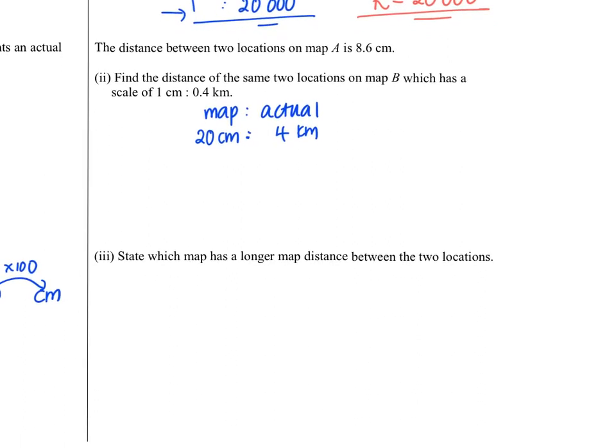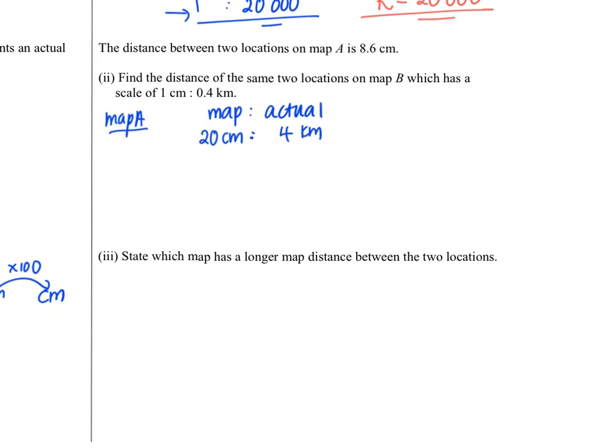So now the distance between two locations on one map, so this is actually map A. And it says map A has the distance of 8.6 cm. So let's find what is this actual distance. Okay, 8.6 divided by 20 times 4. So I will have my answer to be 1.72 kilometers. Okay, I'm going to keep this since they say it's an actual.